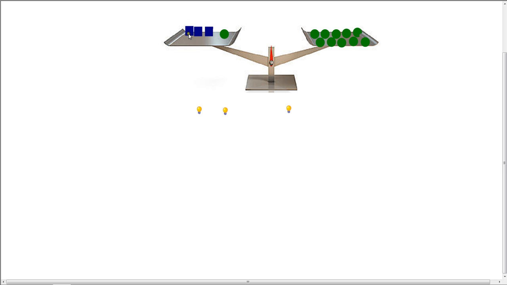Remember, the squares represent the variable and the circles represent our constants. So here I have 3 squares, which means I have 3x, and I have 1 green circle, which means plus 1. On the other side, I have 10 green circles, so 3x plus 1 equals 10. This is the two-step equation that I'm now going to solve.